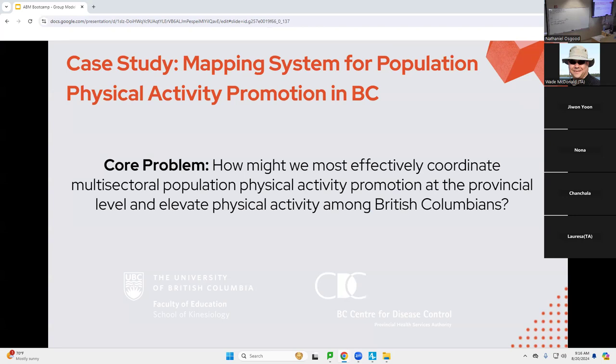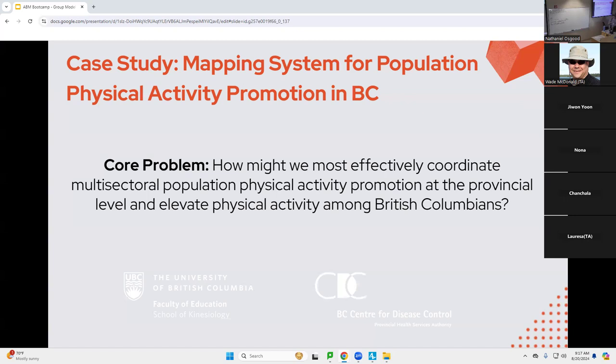So the BC Centre for Disease Control, BC CDC, Population and Public Health has a mandate to provide direction and support for health promotion and that non-communicable disease prevention. This includes providing evidence-based practice and policy support to provincial, regional, and then local partners and stakeholders. So all of those tiers of government, right?